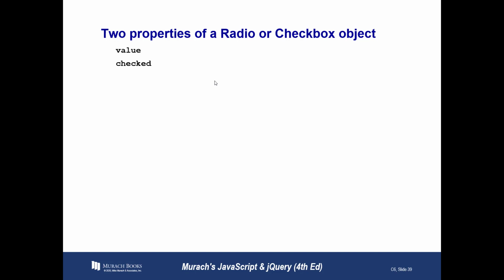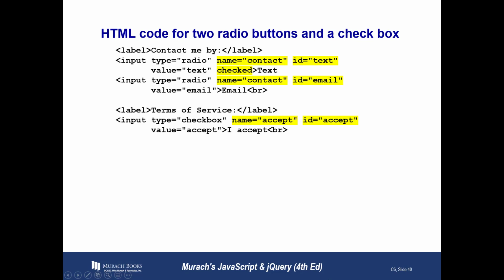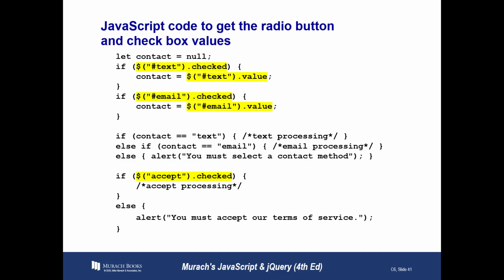So maybe you had a form where you were asking a person, what shift do you prefer to work? You might have first shift, second shift, third shift, and they could leave it blank if they didn't care. Both of those have value and they have checked. So you'll notice there's the radio buttons and there's the checkbox.